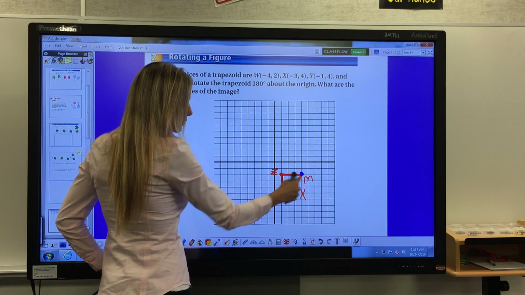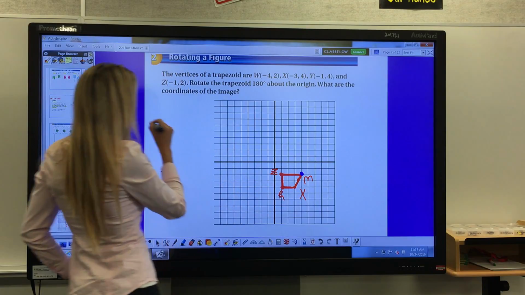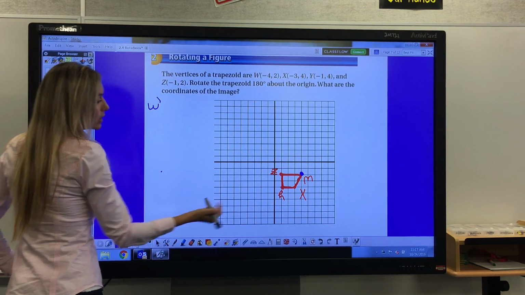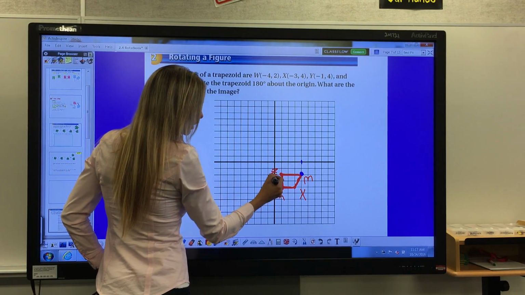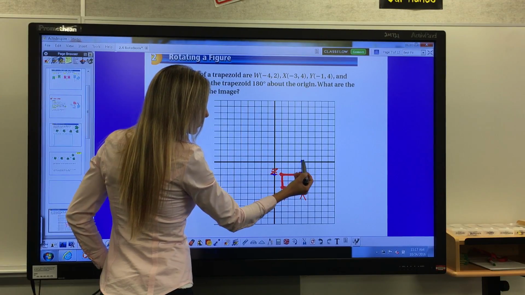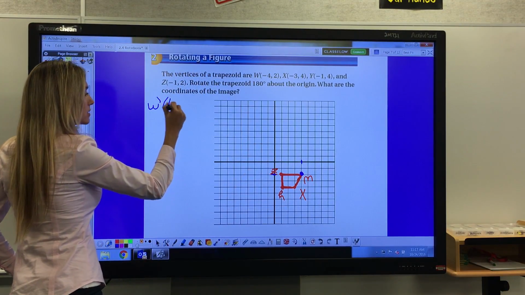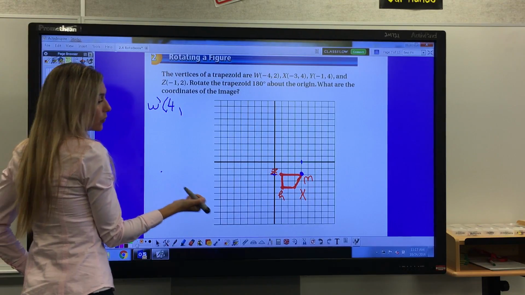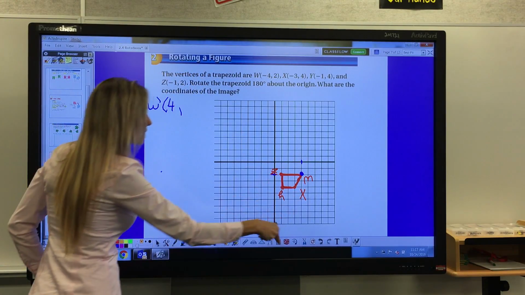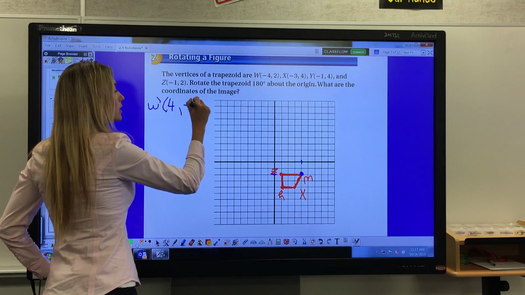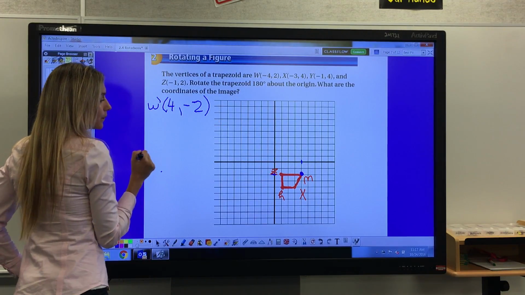Now let's give me the new coordinates. That was my point W, right? So now W prime is over here and there. That is 1, 2, 3, 4 units on the x-axis, and I'm going to the right, so it's +4, and 1, 2 units down on y, so it's -2.